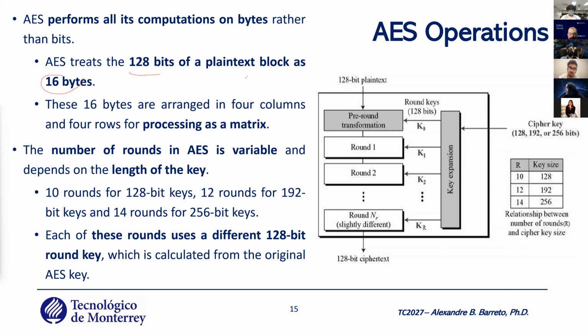It appears a little magic, but it's not. It's a math operation. And the number of rounds is variable too. It depends on the length of the key. You use 10 rounds for 128-bit keys, 12 rounds for 192-bit keys, and 14 for 256 bits. And you use this key to generate a 128-bit round key.